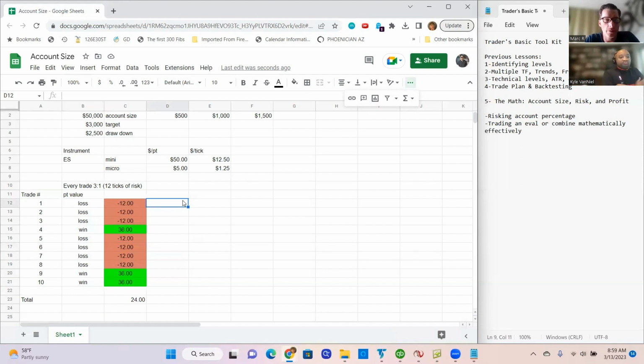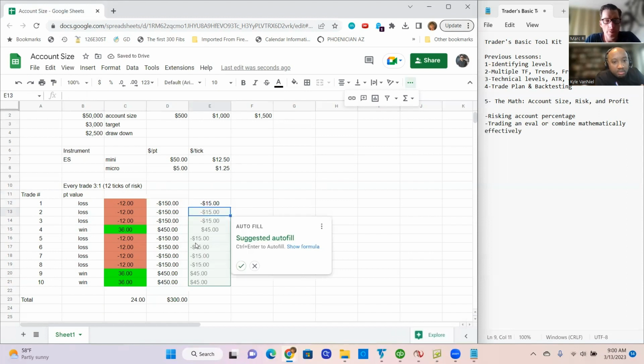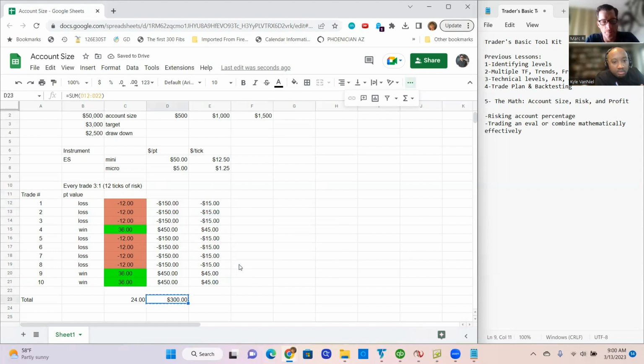So let's bring this over to the value of winning and losing these trades in dollar value for a second. So this is going to equal that 12 ticks times 12.50 a tick. Okay. This is dollars. $300. And let's do the same thing in micros. So we'll actually just take this and we'll divide it by 10. That's going to get you there. And there. Okay.